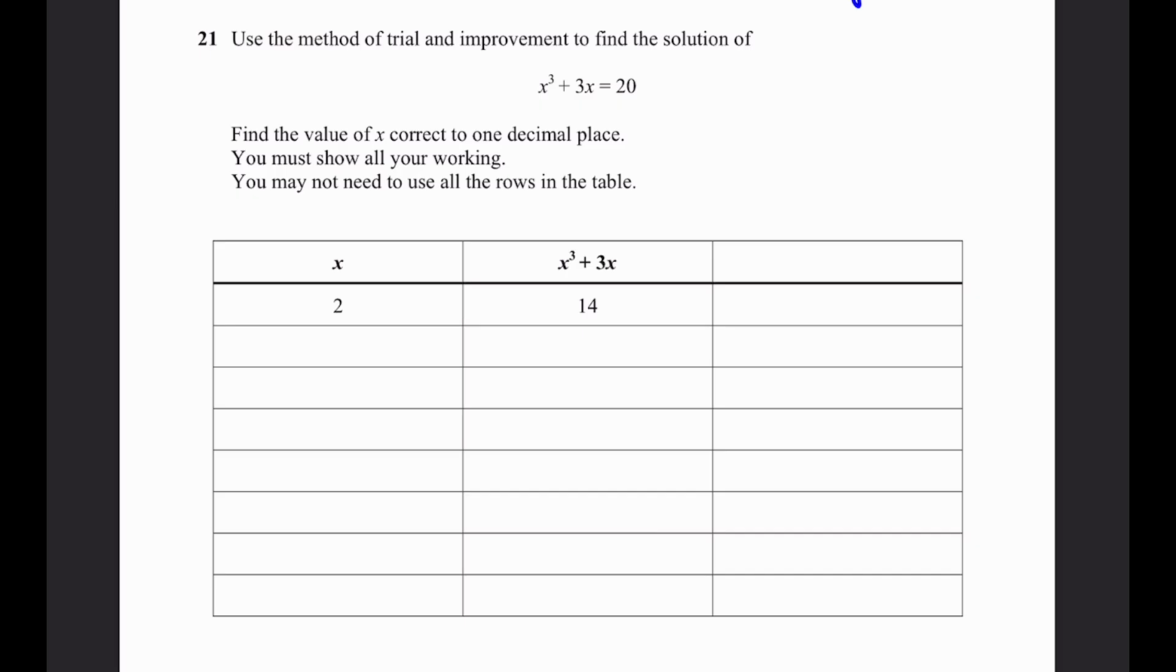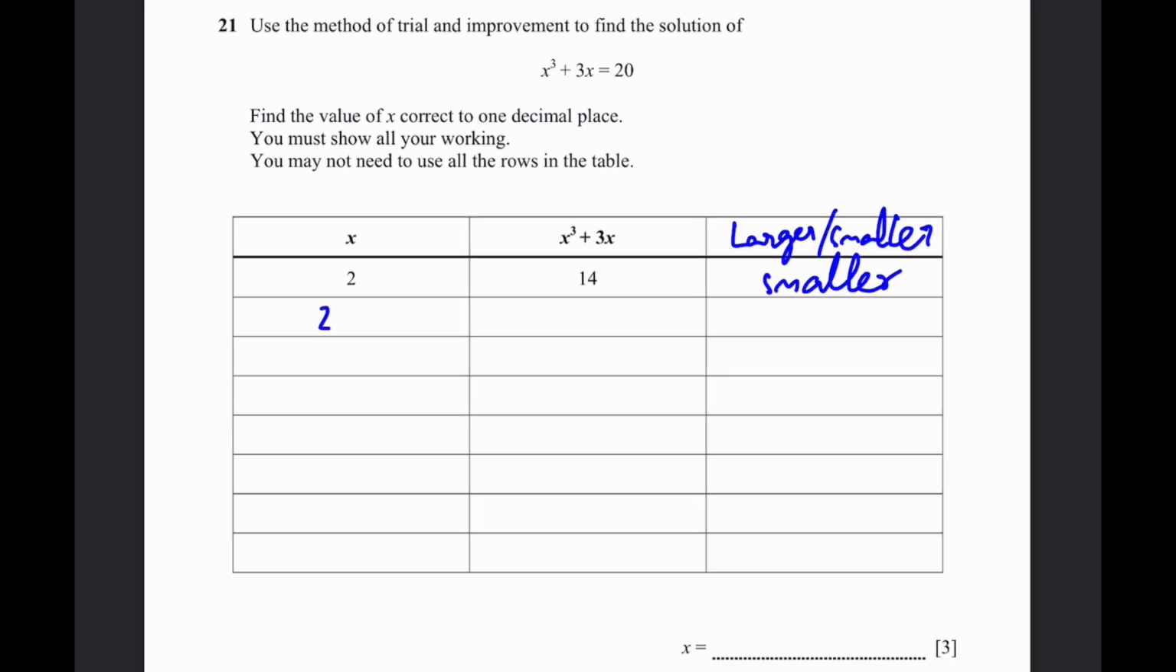Question 21. Use the method of trial and improvement to find the solution of x cubed plus 3x equals 20. Find the value of x, correct to one decimal place. You must show all your working. You may not need to use all the rows in your table. So now as we can see, x cubed plus 3x is 14. And now what do we need to do in this third column here? We need to write larger or smaller than 20. Over here, it's obviously smaller.